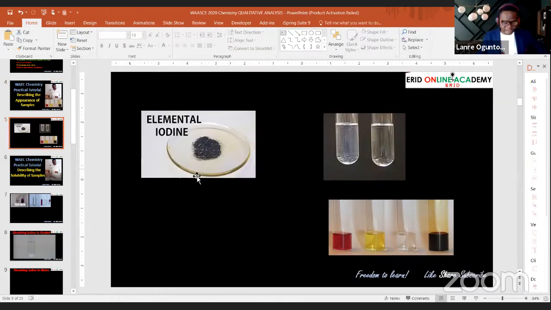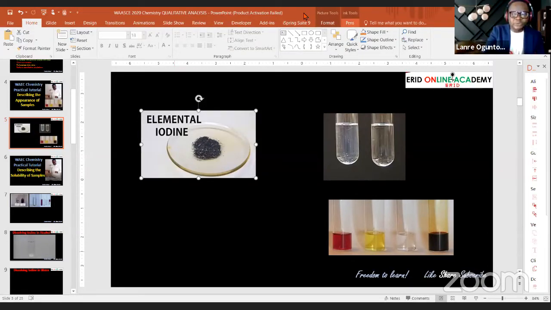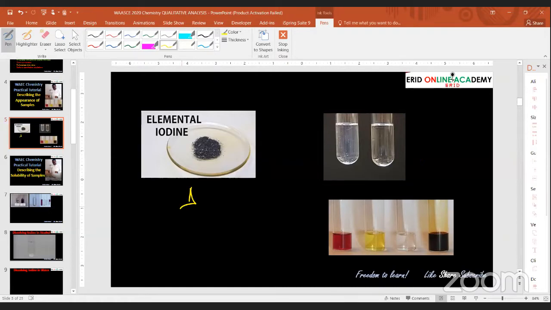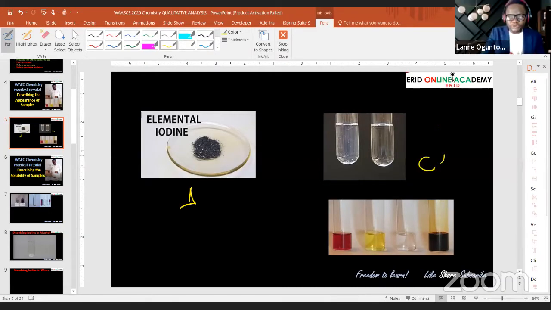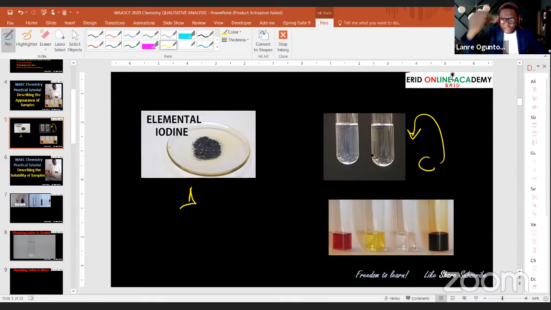Okay, so look at this. This is your sample D, and this is your sample C. Who will tell me the appearance of sample C? Can you tell me the appearance of this sample C? How will you describe this? You are holding it in the test tube. Can you describe the appearance of this sample C? Yes, someone should describe for me.